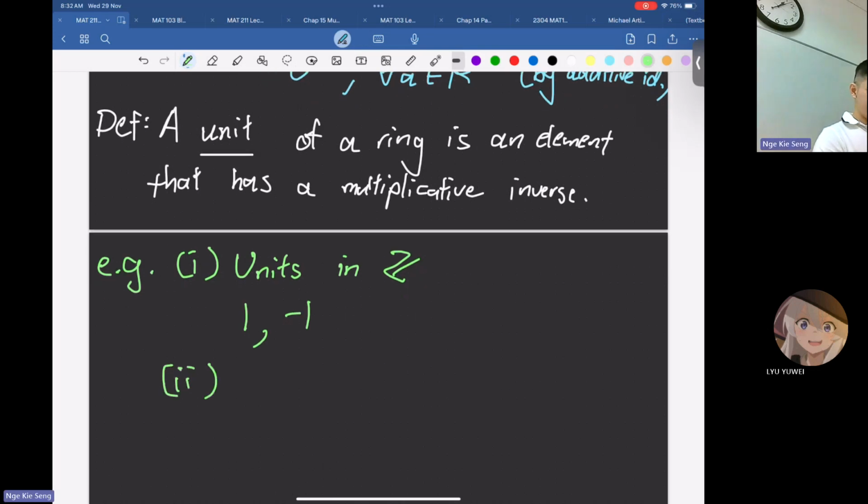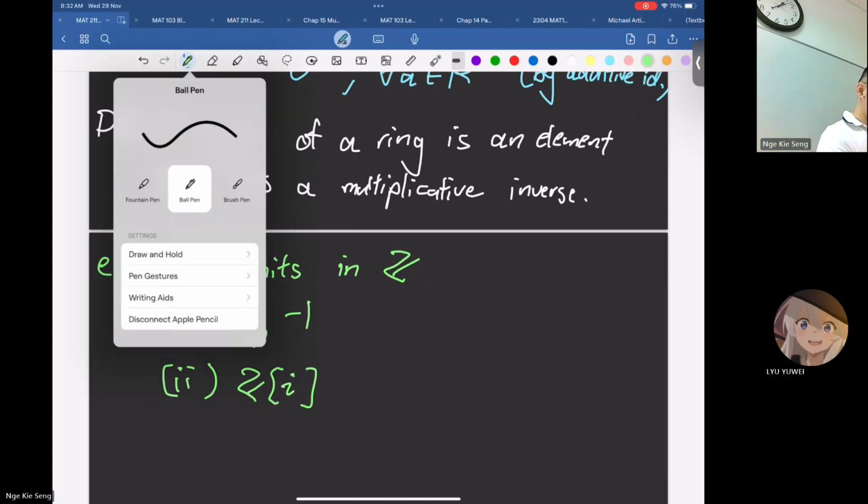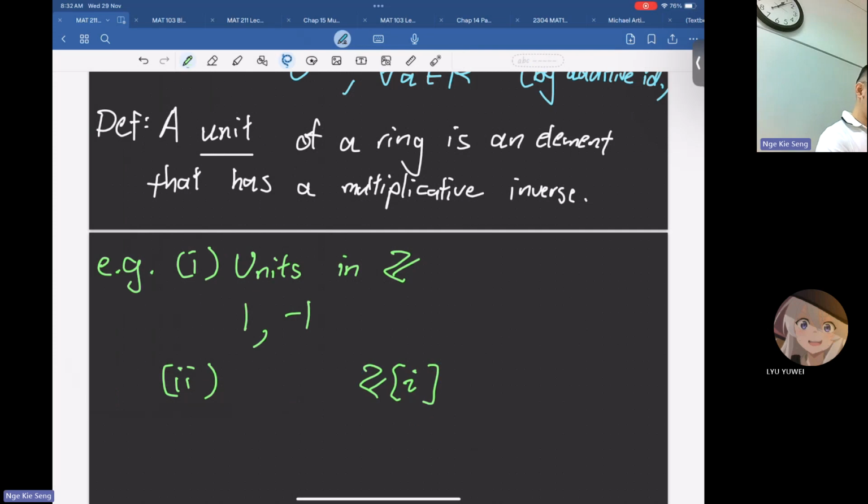Let's say, how about Z[i]? Okay, inside here, how many units? The Gaussian integers. What are the units in Z[i]? So what are the elements in Z[i] again? These are all the elements a plus bi, such that a and b are in Z. Okay. So what are the units in here? In Z?